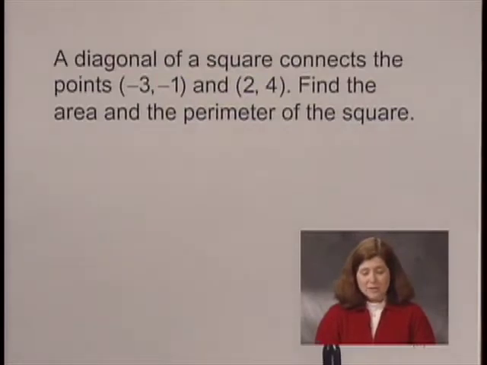In this problem, we'll look at the area and the perimeter of a square. We're told that a diagonal of a square connects the points (-3, -1) and (2, 4). We're asked to find the area and the perimeter of the square.